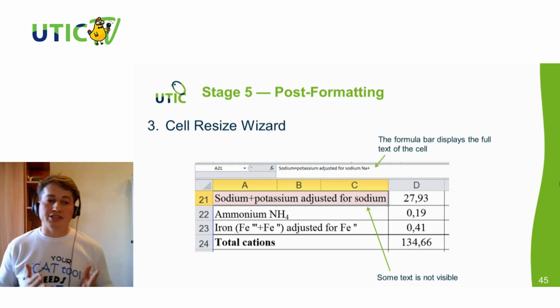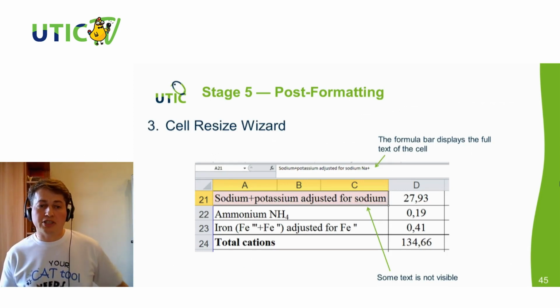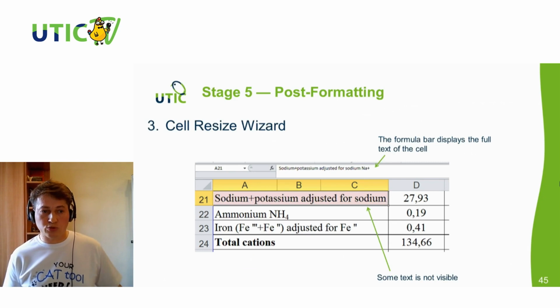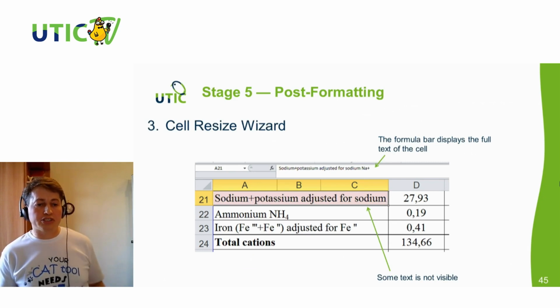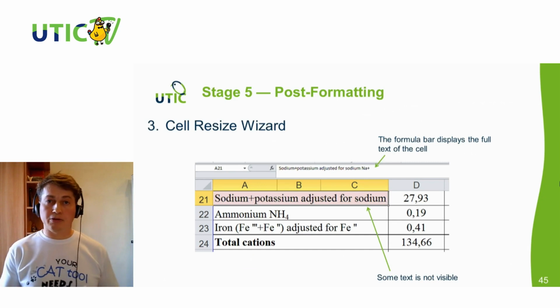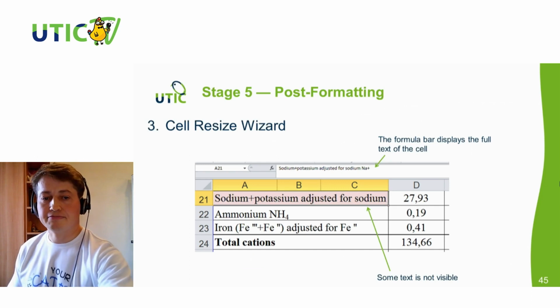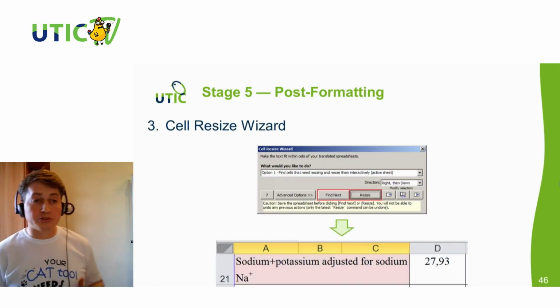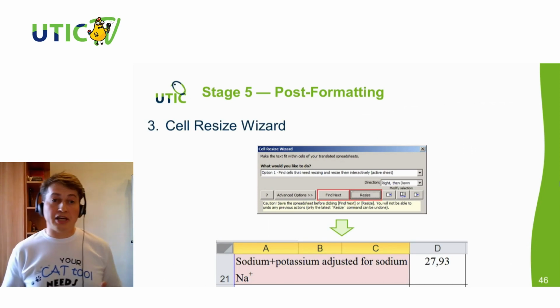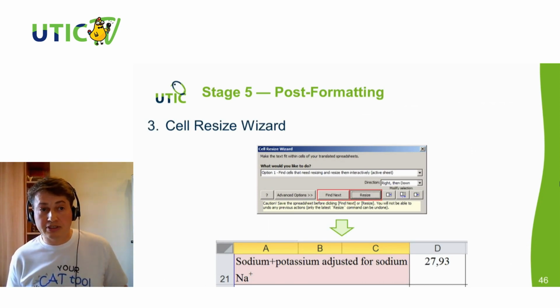The second tool is called Cell Resize Wizard. This is a tool for Excel, part of TransTools. On this screenshot, you can see a fragment of a report in Excel format. The full text of the selected cell is displayed in the formula bar at the top. However, this text is not fully displayed inside the cell itself, and so the customer will not see it. Cell Resize Wizard helps you find the cells where the text is not fully visible and resize them automatically.